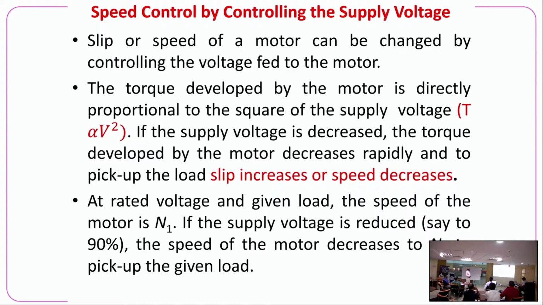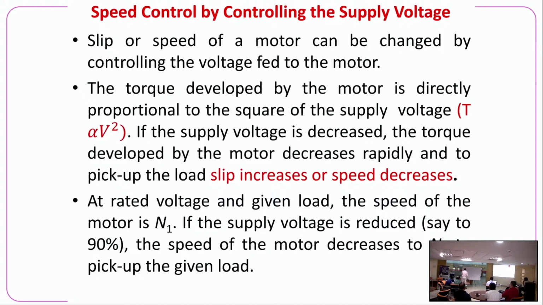Supply voltage is controlled, because as you vary the voltage, torque is varied. In this equation, as you vary the voltage, torque is proportional to square of the voltage. Because this torque is dependent on the load torque all the time, this torque is equal to load torque. So when you vary the voltage, then slip will vary, the speed will vary. So how does it vary?